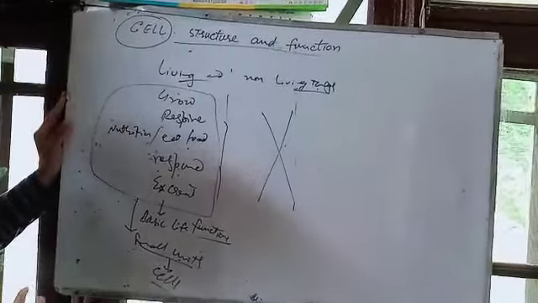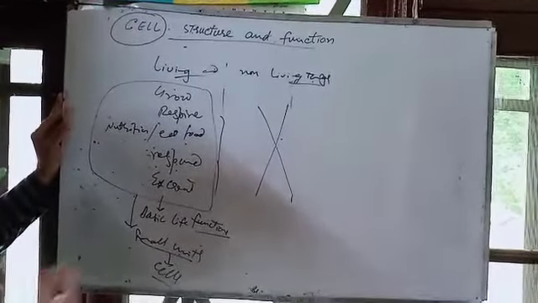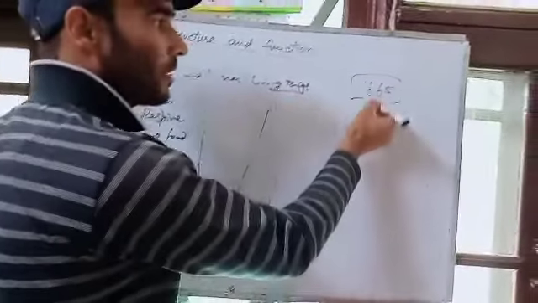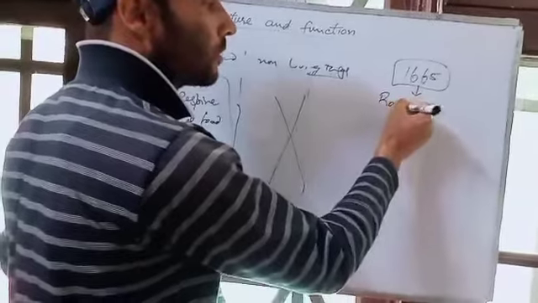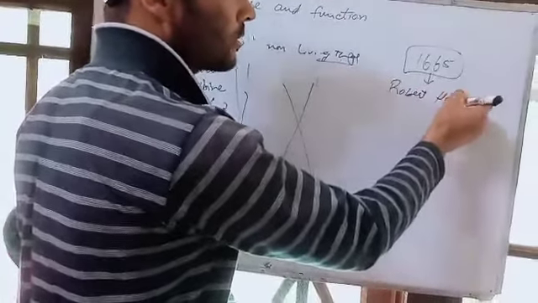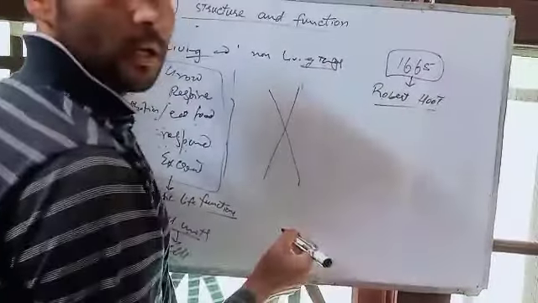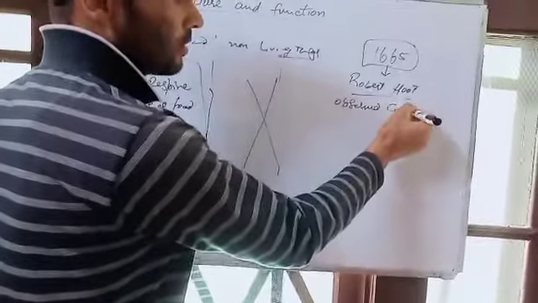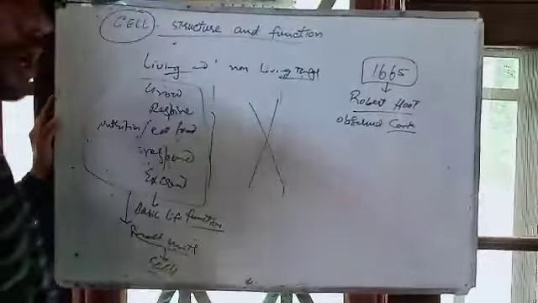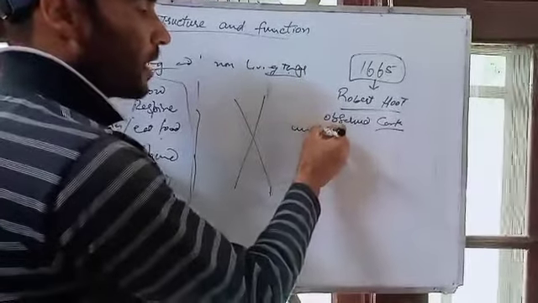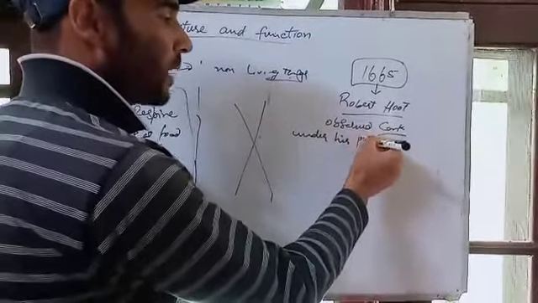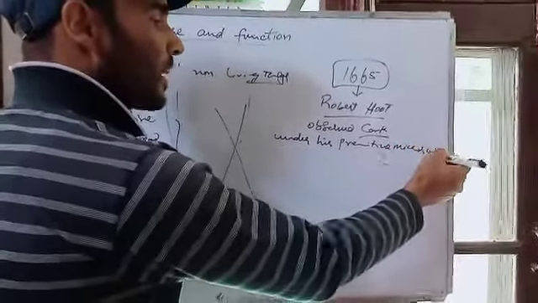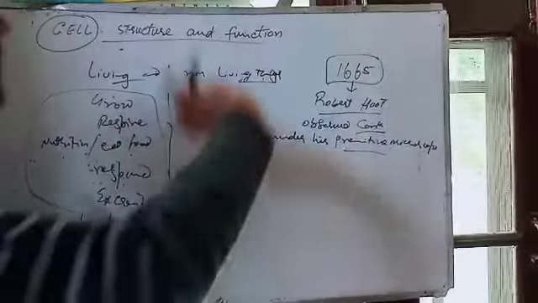Actually, what is the discovery of the cell? It was in 1665, Robert Hooke. He observed cork under his primitive microscope. Primitive microscope means the microscope which he had made himself.